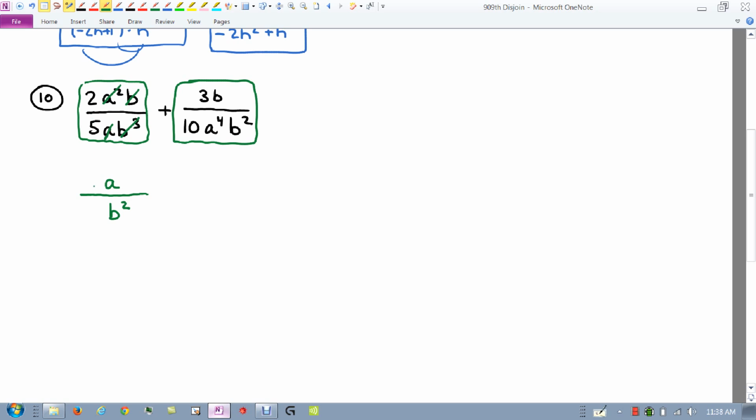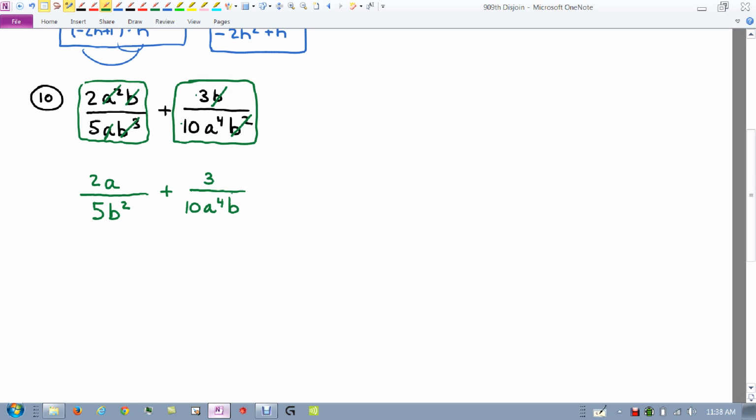And then the 2 and the 5, nothing can happen. So that's just simplifying that first one. On the second one, 3 and 10 don't simplify. I only have an a to the 4th on the bottom, but I have a b here and a b squared. That'll leave me with a b on the bottom. So 3 over 10 a to the 4th b.